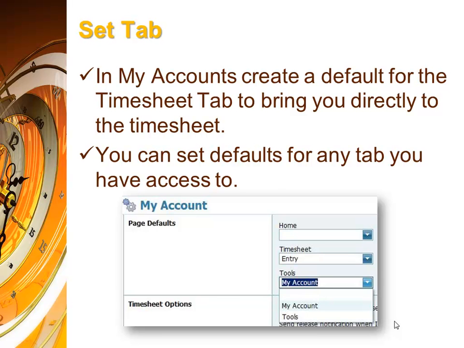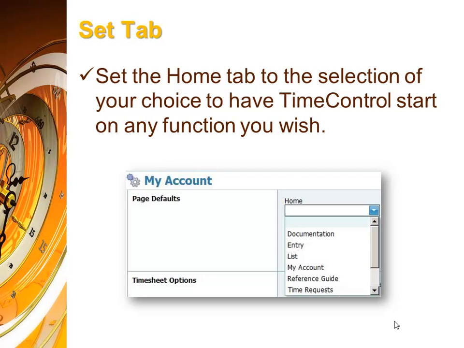The Home tab is used to be able to set where Time Control will start when you log in. So once you've logged into Time Control, you can choose from any of the functions to which you have access. If you're someone who only enters their timesheet, well, you can start Time Control right in the timesheet entry area.